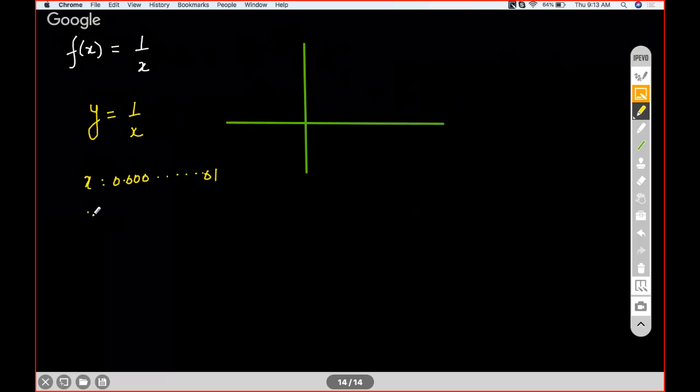0.00000001, what would the value of y be? It'll be a very large value. It will be almost plus infinity. Correct. So the graph will come from plus infinity like this. And as you keep increasing the value of x, it will fall down. And as x goes to plus infinity, the y value will almost die down to 0 but never become 0.